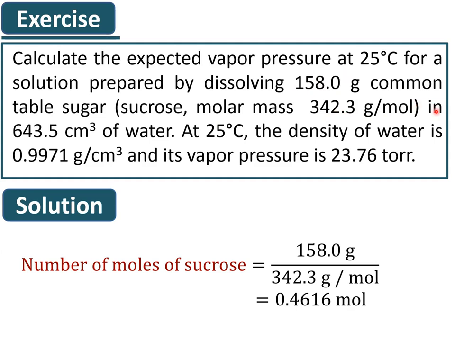How about for water? For water, the volume of water is given here, and this is the density of water. With the volume and density, can you calculate the mass? You can calculate it. If you calculate the mass, and then you divide the mass by the molar mass of water, which is 18, you should memorize this value, okay? If you make this division, then you get the number of moles of water.